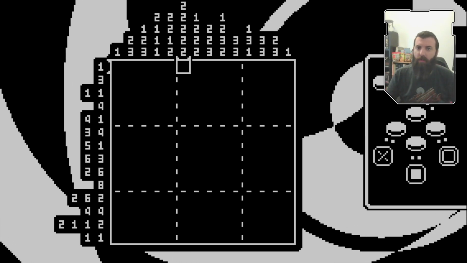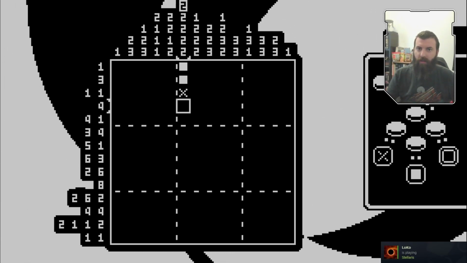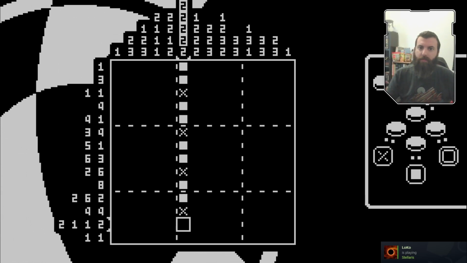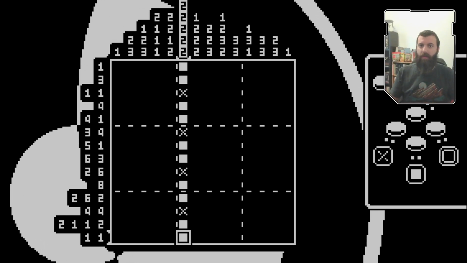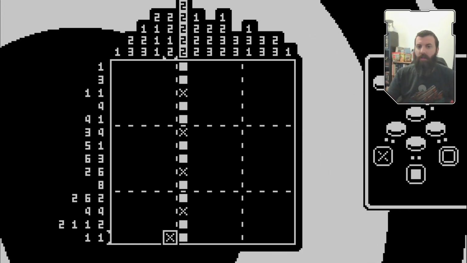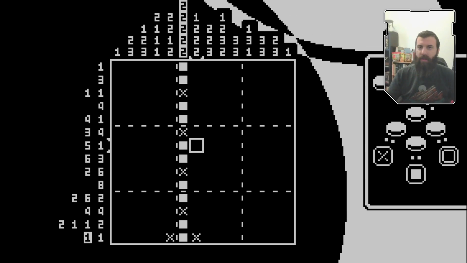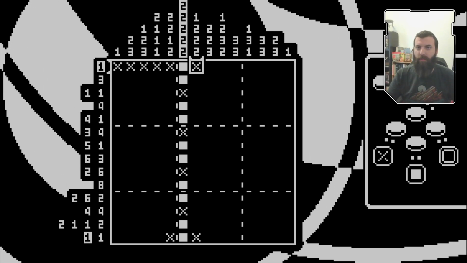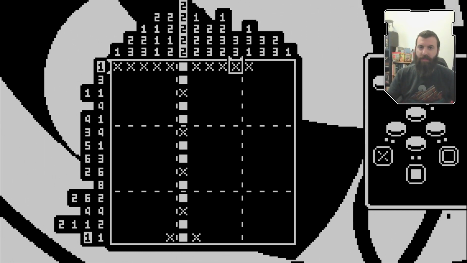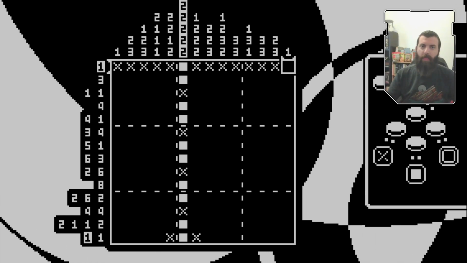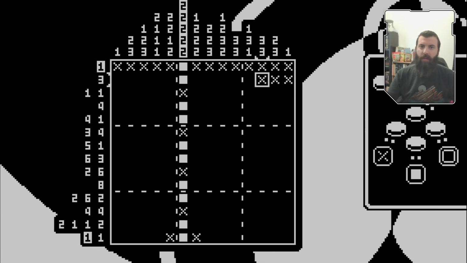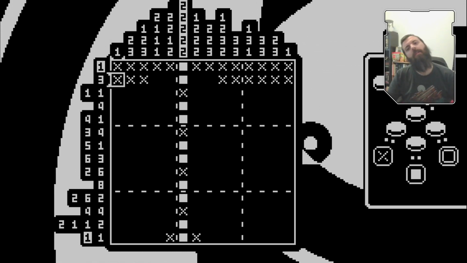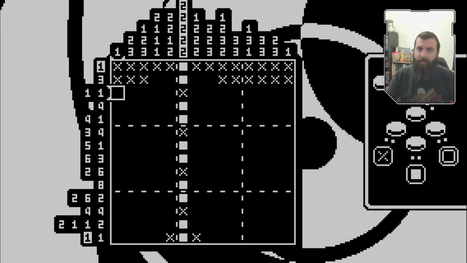So starting with this one that completely fills itself out. There we go. We've got a column that completely closes itself out, and that column is going to let us narrow the possibility space here substantially, because nothing can go there, and that has to be like that.